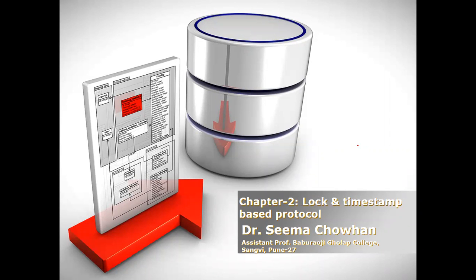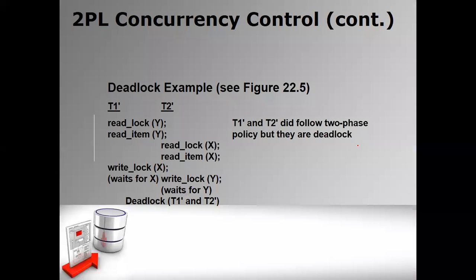Hi friends, we have already seen the log-based and the timestamp-based protocol. Today we will see the deadlock prevention and the avoidance policy. So before going to the deadlock prevention and the avoidance policy, first we will see in the log-based protocol how the deadlock occurs. So just see this example.